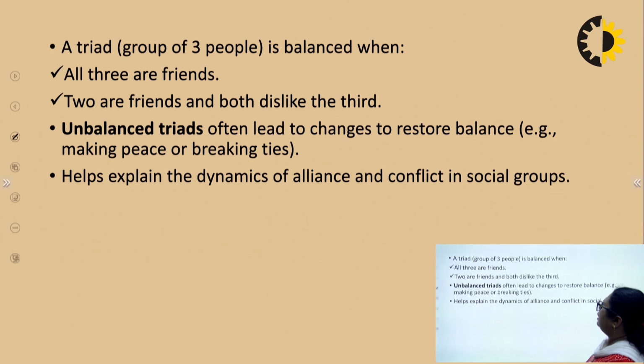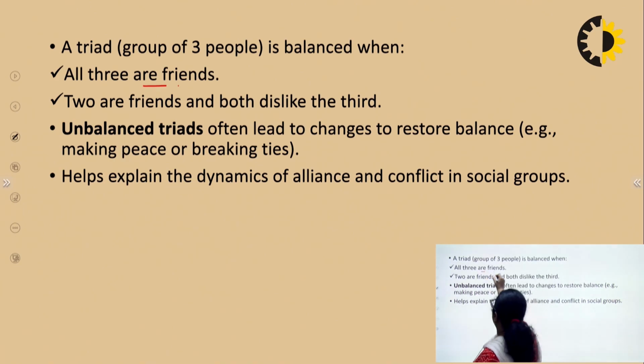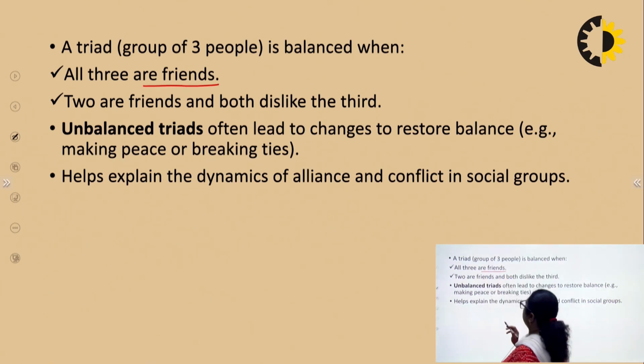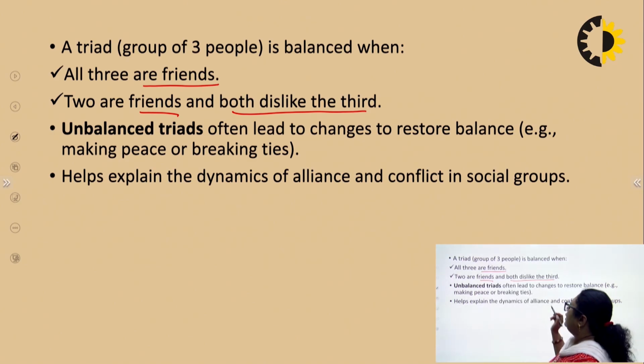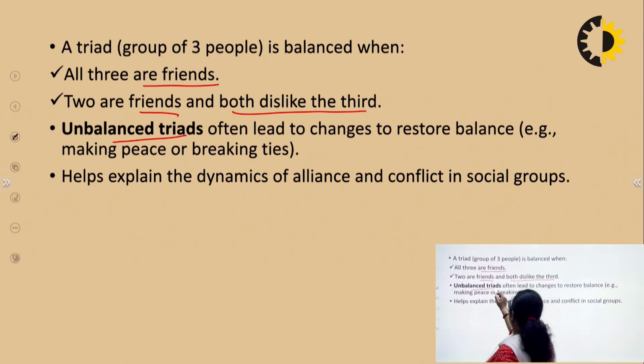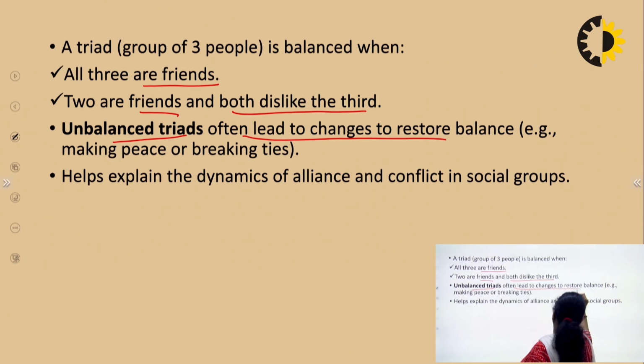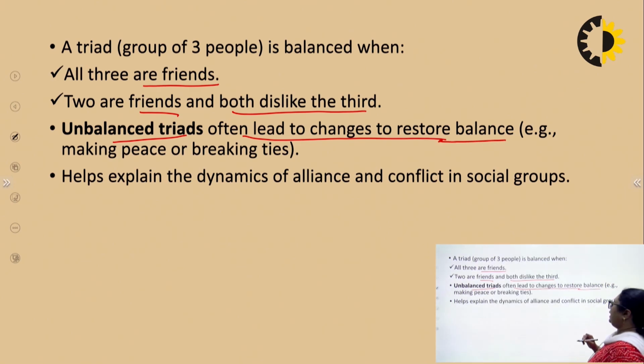A triad is a group of three people. A triad needs to be balanced, so we have to follow certain points. All must either be positive, meaning all must be friends. Or two are friends and both dislike the third, then it is balanced. If there is an unbalanced triad, we can restore the balance.